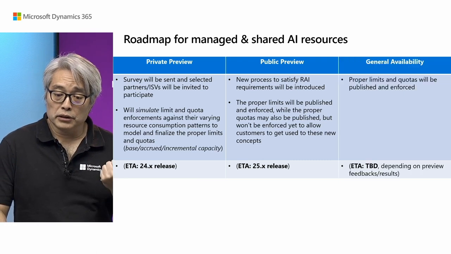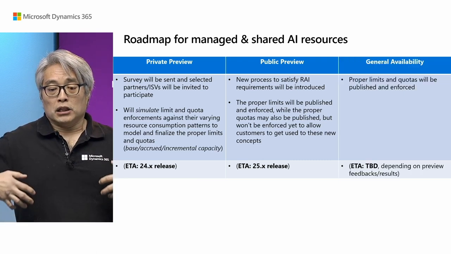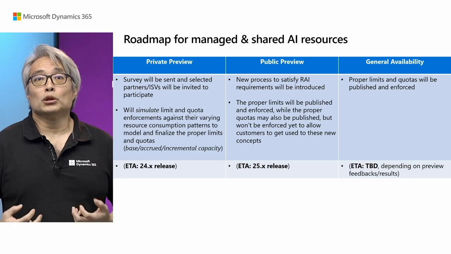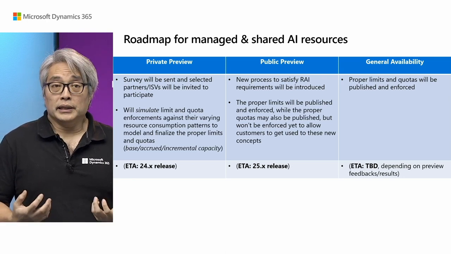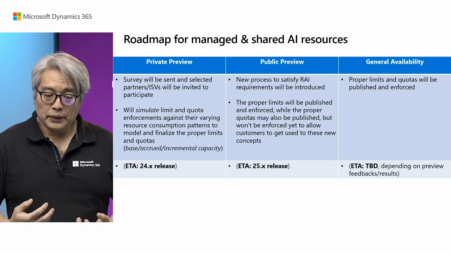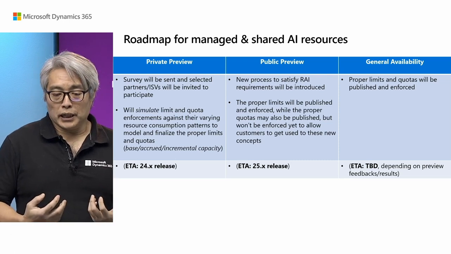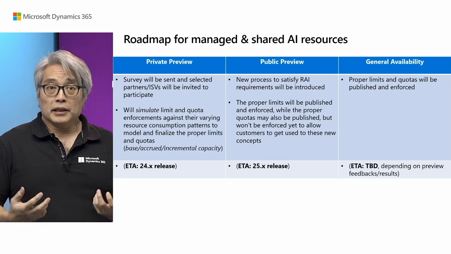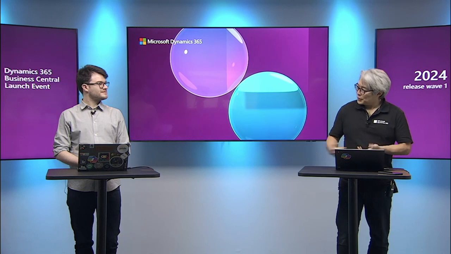And finally, general availability is when the proper limits and quota will be both published and enforced. The ETA is still to be determined, or TBD, depending on the preview feedback and results. With that, I'm concluding my part of this presentation, and I'll pass the baton to my colleague, Enrico.